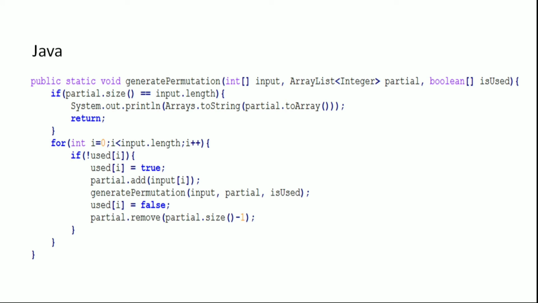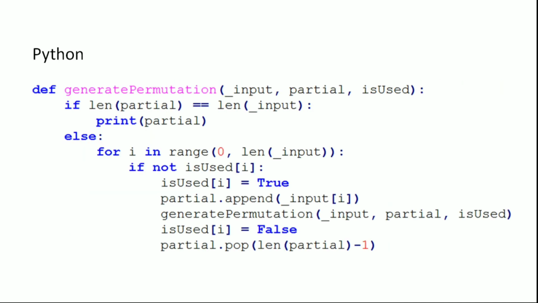Now, if the lengths of the two arrays are not equal, then we iterate through each element of the input array. Then we will check if that element is already used in our partial solution or not, and if it is not used, then we add that element to the partial solution, mark the element as used, and then call the recursive function. After the recursive call returns, we will remove that element from our partial solution and again mark the element as unused to find a different valid solution. This is the Python version of the code.